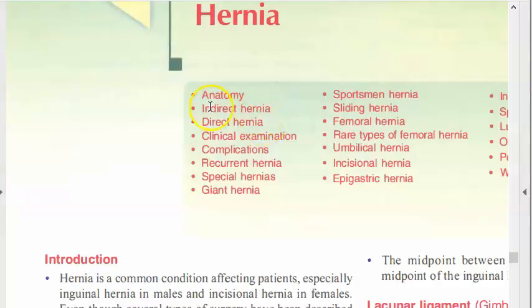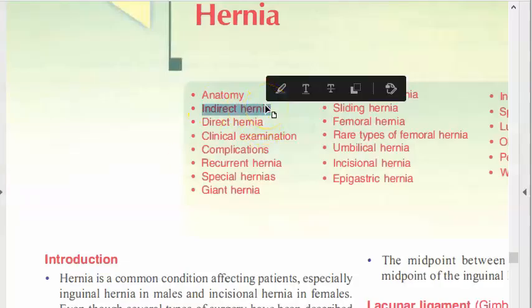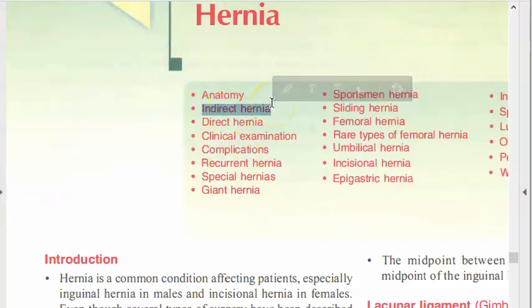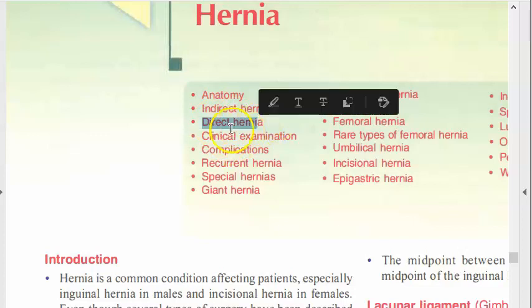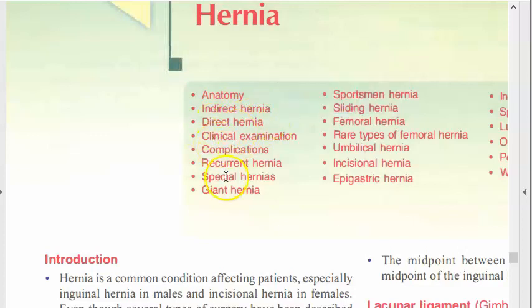The most common type of hernia is the indirect hernia, which is also the inguinal hernia. In men and women, this is the most common one, indirect or inguinal. Let's look at some anatomy and everything about this indirect hernia. Then we will move on to direct hernia. Direct hernia means it just comes out directly, right? It doesn't go through the inguinal canal.